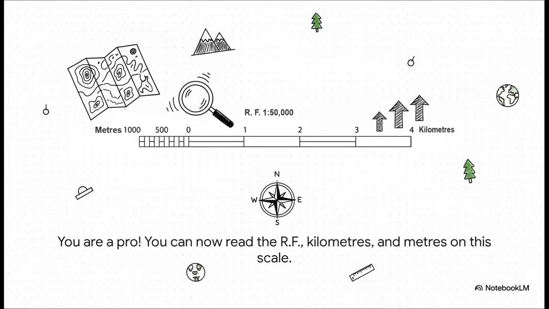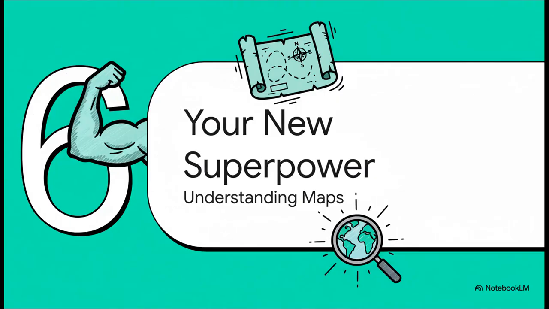And look at this. This is a graphical scale right out of your book. Just a few minutes ago, this might have looked a little confusing, right? But now you are a pro. You can see the RF is 1:50,000. You can see the primary divisions to the right of the 0 mark are in kilometers, and the secondary divisions to the left are in meters. You can now look at any map and read it with total confidence. And just like that, you have gained a new superpower for your geography studies.